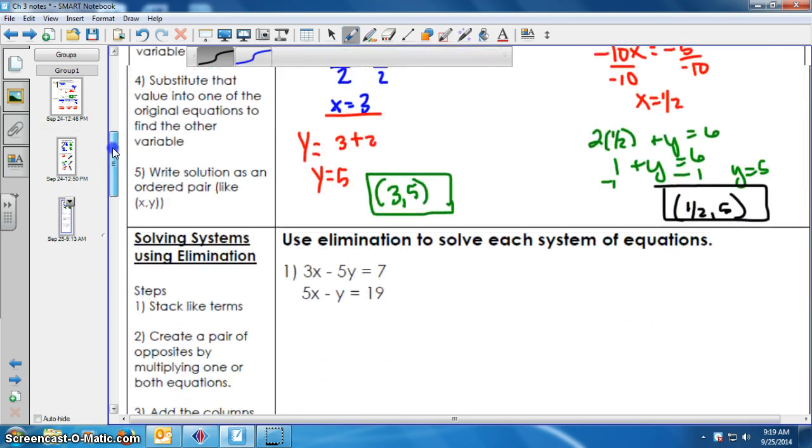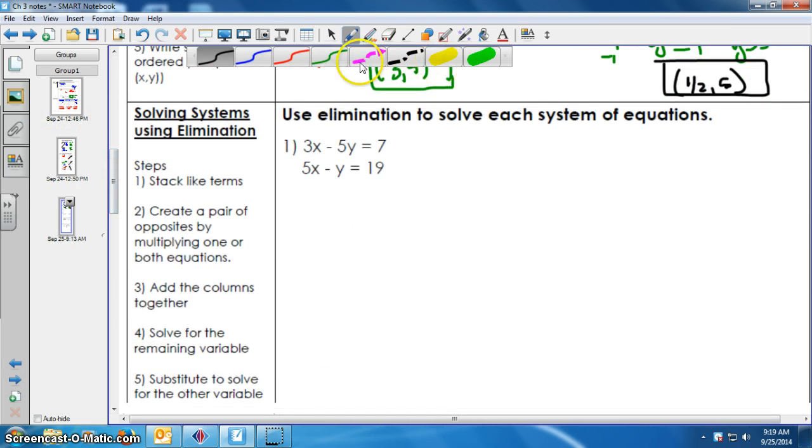All right, next we're going to look at the second method, which is elimination. This one's my favorite because you get to cross something out and it seems like it's getting simplified right off the bat. So we want to stack the like terms. Well, they're already stacked. X is above the x, y above the y, and the constants above the constants. We're then going to create a pair of opposites. Meaning if this is a 3x, I would want a negative 3x, so it's exactly opposite. Or if this is negative 5, I'd want this to be positive 5. So we're creating opposites, and it doesn't have to be just one of the variables. You can either multiply one of the equations or both of the equations.